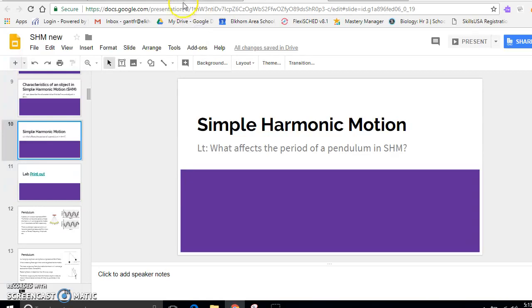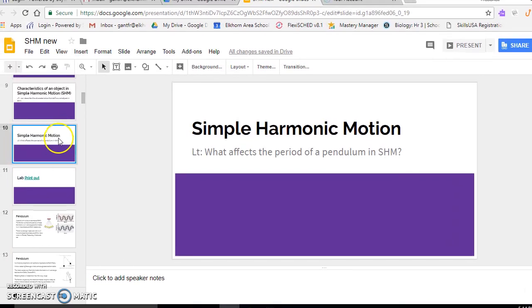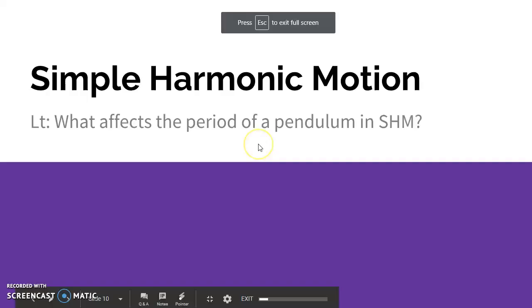We're going to walk through a little bit of the period of a pendulum. Slide number 10 is where we're going to start, so make sure you have the slides open and you're taking notes with that. Once again, slide number 10. I'm just going to present from there.